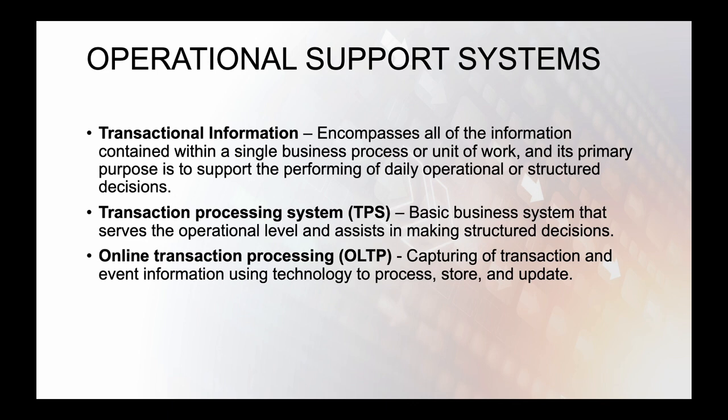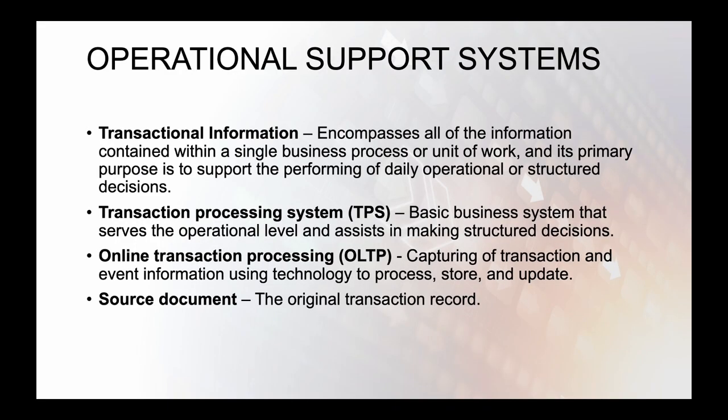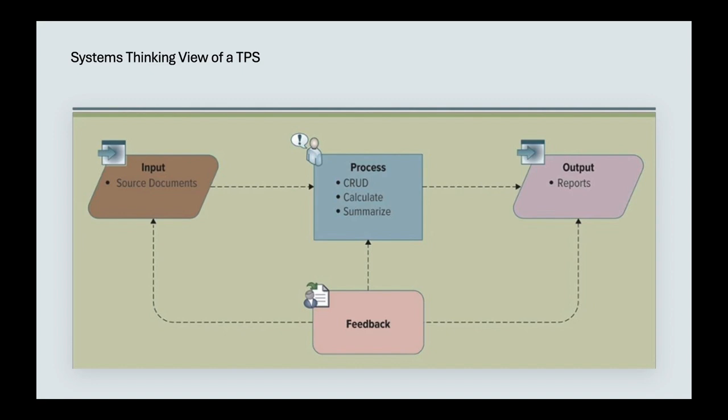We have the source document, which is the original transaction record, so the source document is the input. This is the systems thinking view of a TPS, Transactional Processing System. First, you put in the input, which is the source document. As we said before, the source document is the original transactional record. Then throughout the process we calculate, we summarize, we create, depending on what we need from the input to produce the output. Finally the output is reports. It's either dynamic or static depending on the input. And throughout each step we give feedback to each TPS process.